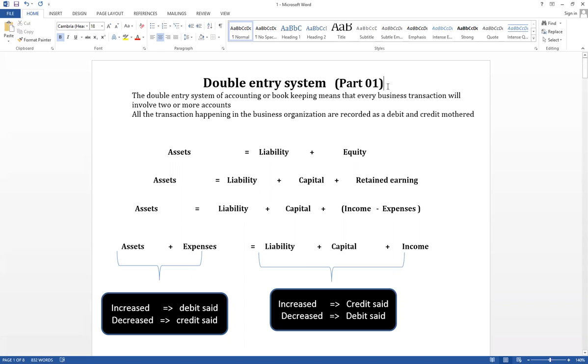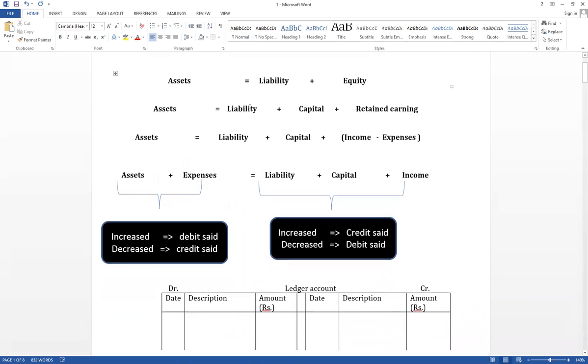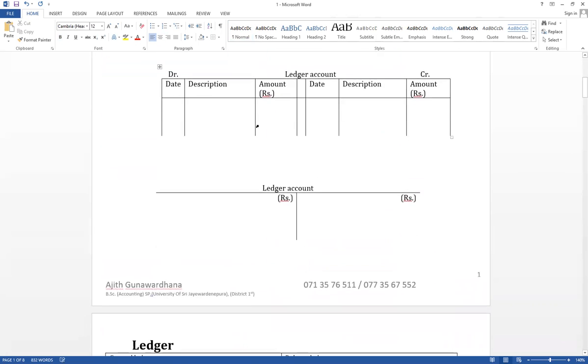After that, that information should be recorded in the primary books. After that, it should be recorded in the ledger account by using the double entry system. Therefore, now I am going to discuss how to record information in the ledger account by using the double entry system. At first, think about the ledger account as well as the ledger.